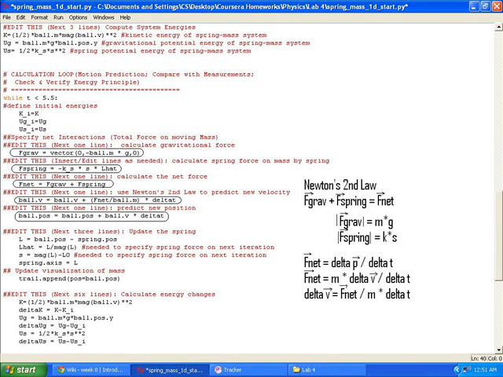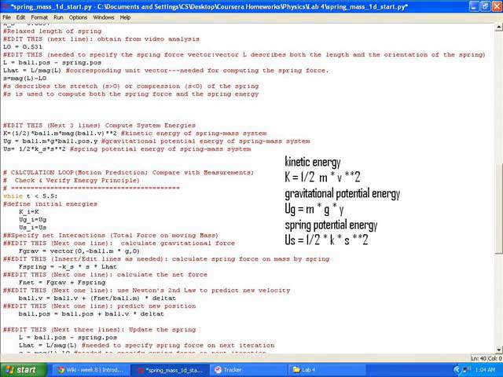Applying Newton's second law, gravitational force plus spring force equals net force, and having the magnitudes of the gravitational and spring forces, I determine the velocity variation based on the momentum: net force equals delta momentum over delta t. After that, I apply the law of energy conservation, taking into consideration all types of energy: kinetic energy, gravitational potential energy, and spring potential energy.